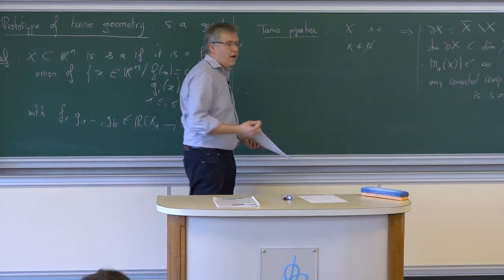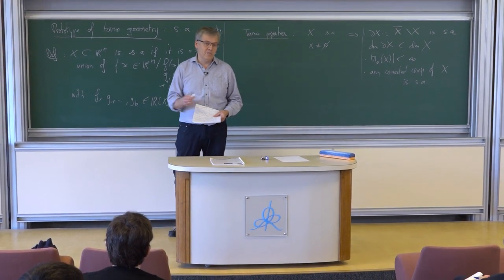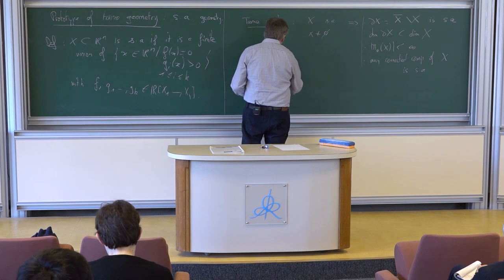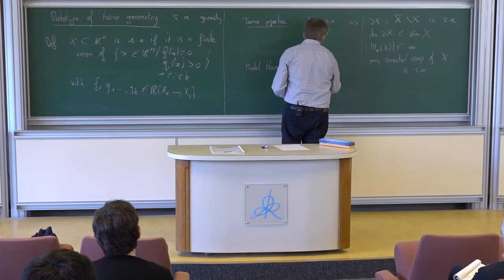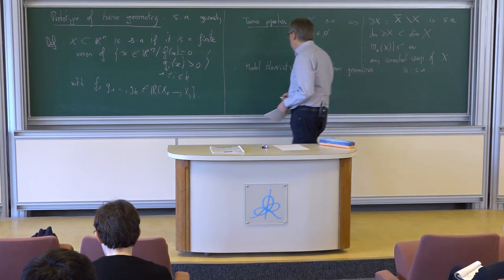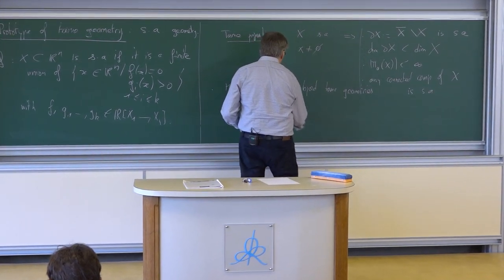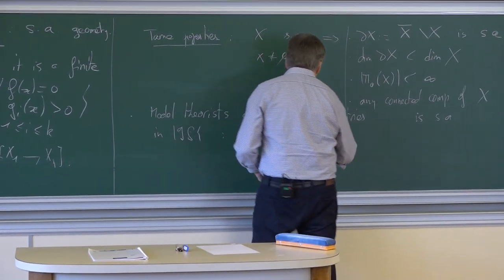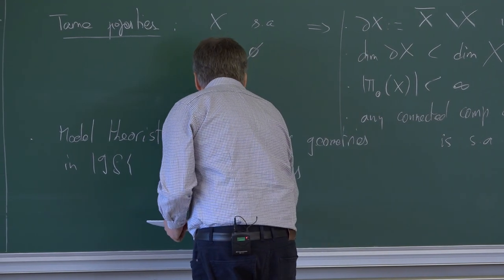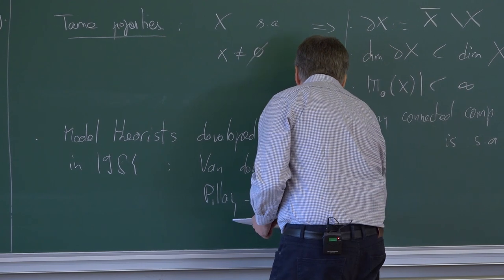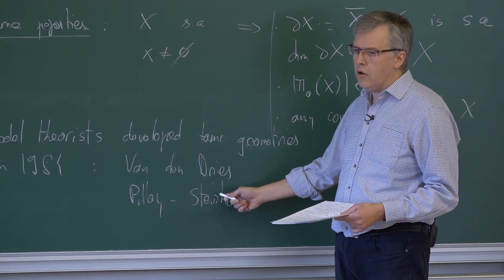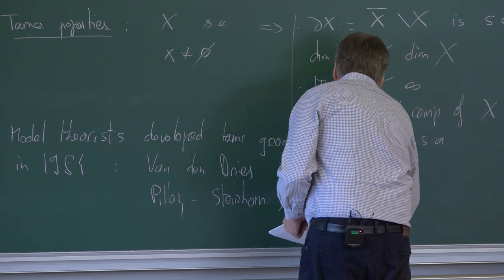And in fact, those other tame geometries were developed exactly the same year as Grothendieck published his manifesto, namely, model theorists developed tame geometries exactly the same year. So basically, there are two papers, one by Van den Dries, where he defined structures of finite type, and the same year, Pillay and Steinhorn, where they defined o-minimal structures, and this is now the accepted terminology. So this is the one I will use, and these are essentially equivalent. So o-minimal structures.